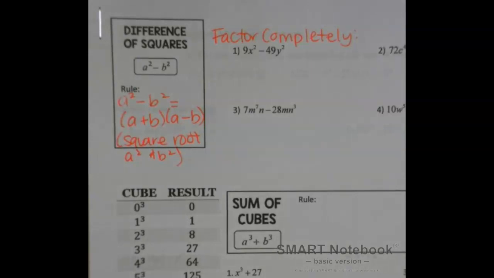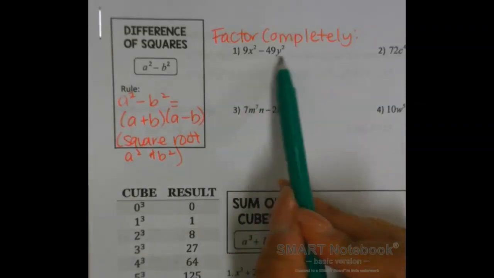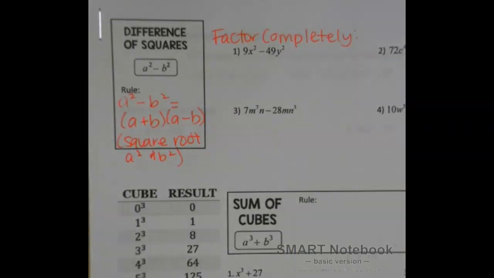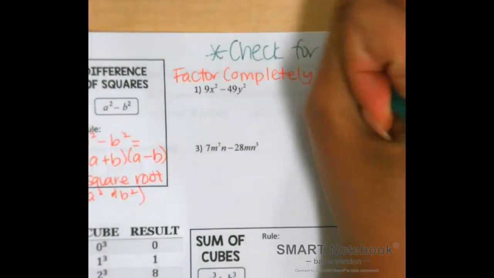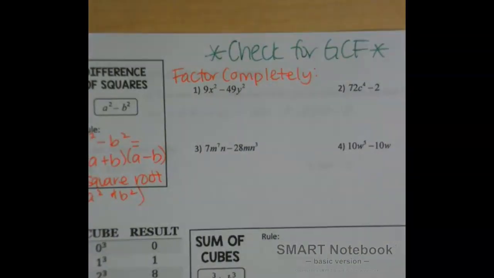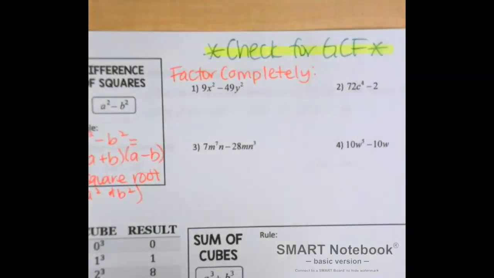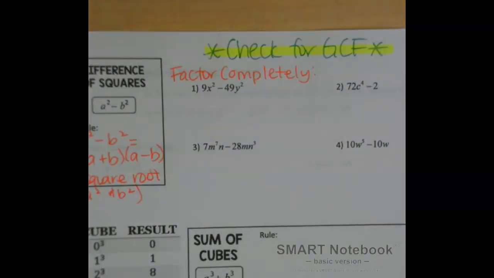If I asked you to factor completely for question number 1, Caitlin, before you start square rooting, what should you look for first? Greatest common factor, the GCF. So I'm going to make this in a big, pretty green color at the top of the page. You would need to check for your GCF, your greatest common factor, and I'm going to highlight that so you don't forget it. Before you do anything, before you start solving, I want you to check for a GCF. That could be a combination of numbers and variables, or it could just be numbers or variables.